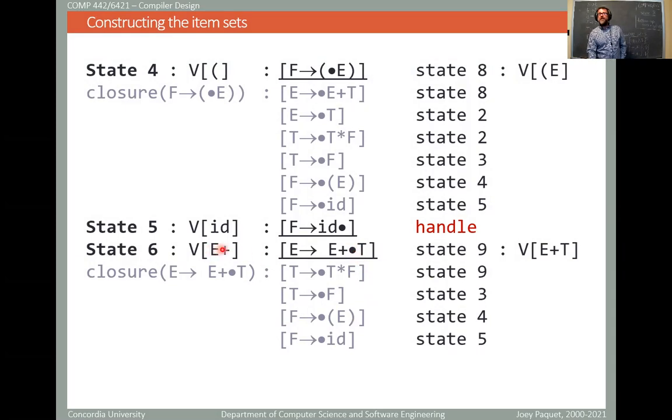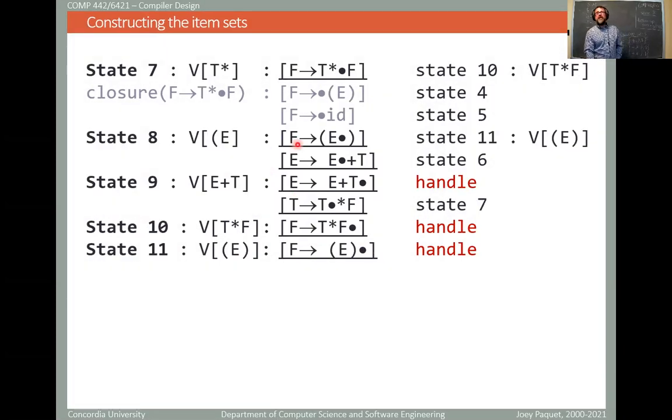So that's V of E plus T. I take these two items here, which have T after the dot, and move them to my state number 9. They become the starting items of state number 9 after the dot has been moved after the T. So state number 9 is E gives E plus T dot, and T gives T dot times F. There are no items with a non-terminal symbol after the dot, so the closure does not add new items. So that's the final set of items for this state.